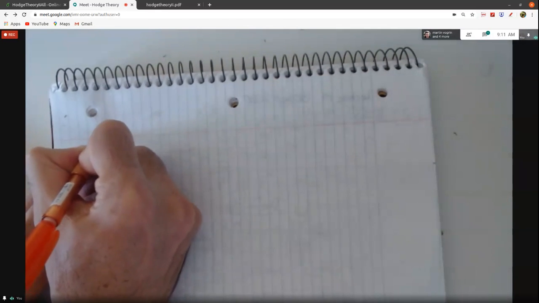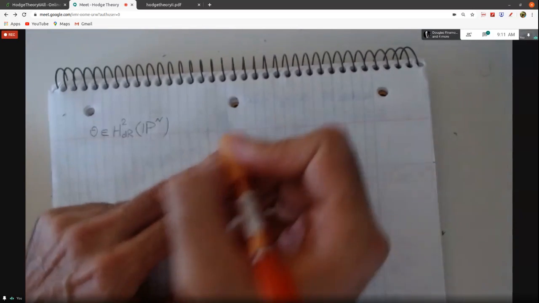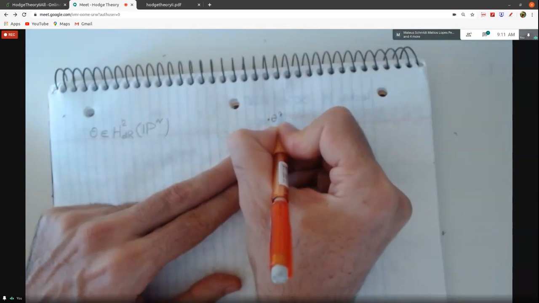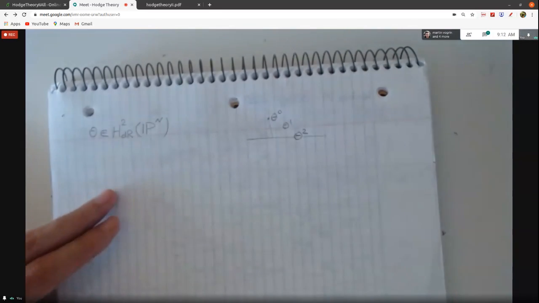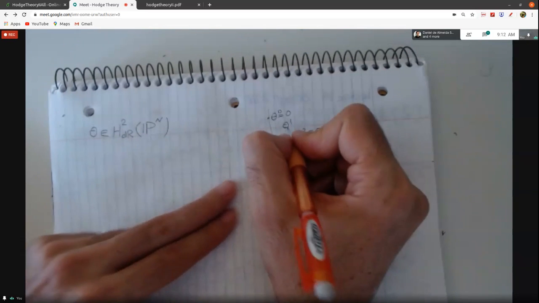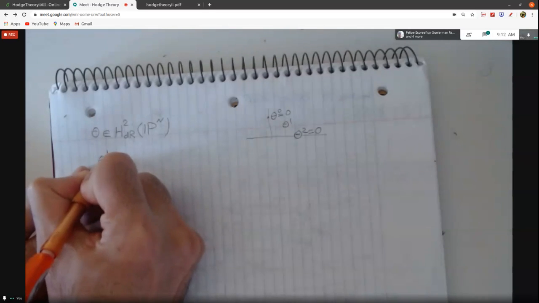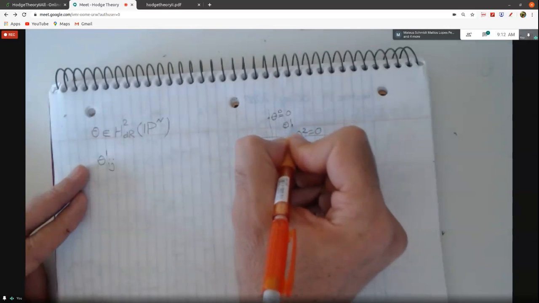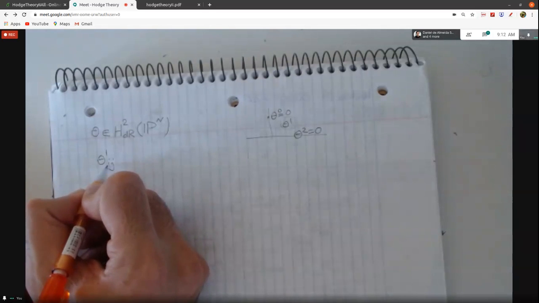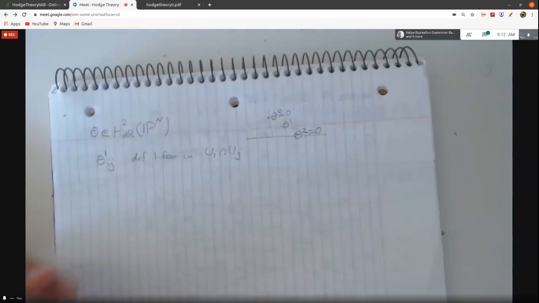I want to define a polarization which is in H^2 de Rham of P^n. This is algebraic de Rham cohomology, and again in the double complex it must contain theta_0, theta_1, theta_2. The element that I'm going to define has theta_0 and theta_2 equal to 0, so I have to define theta_1. Remember that since it is in H^2, for theta_1 I have to define theta_1^{ij}, a differential one-form in U_i intersected with U_j.